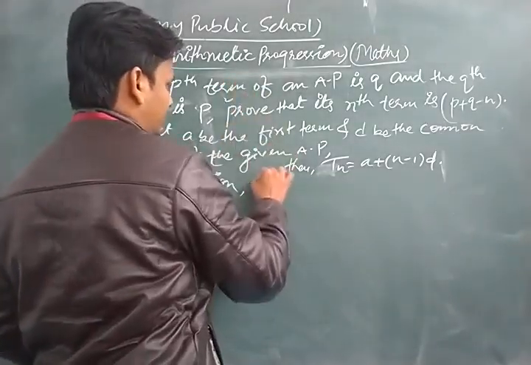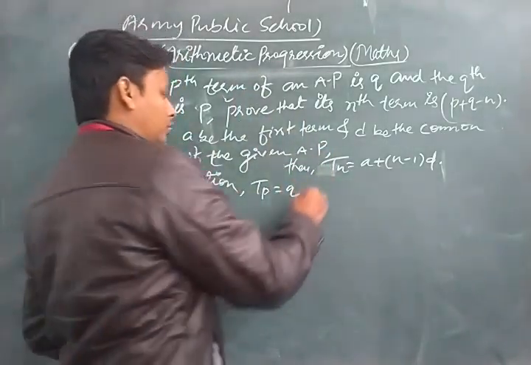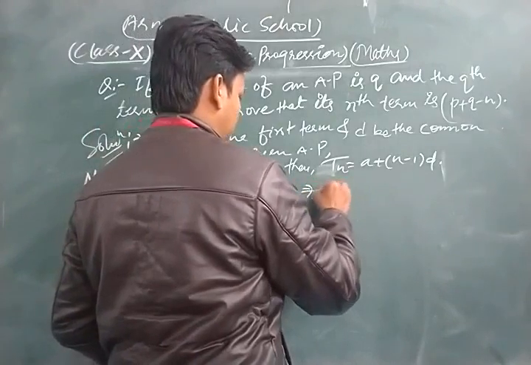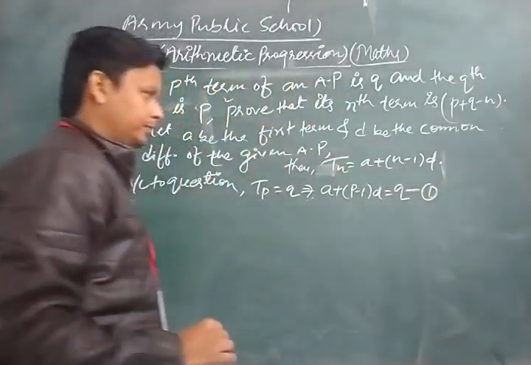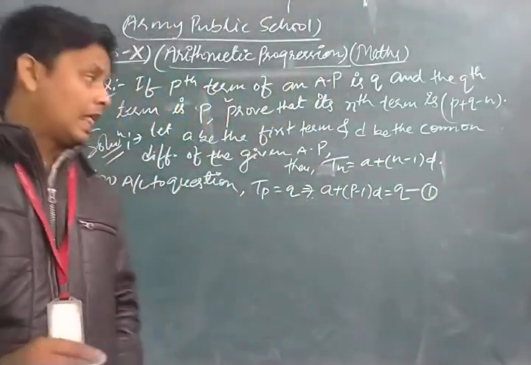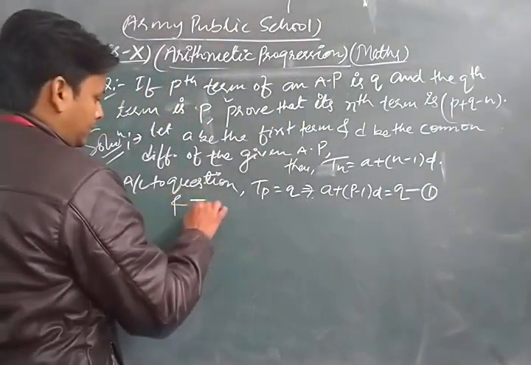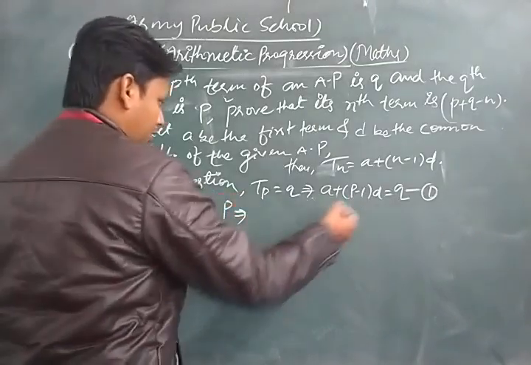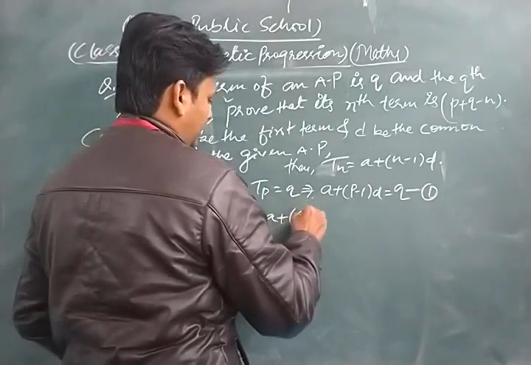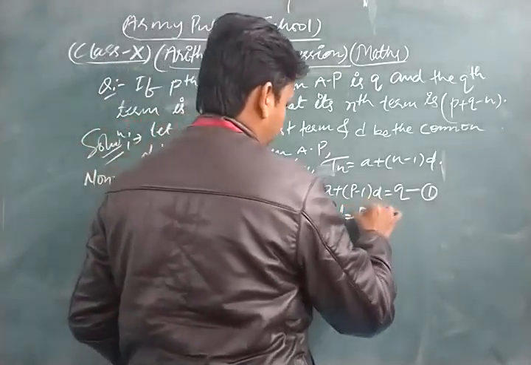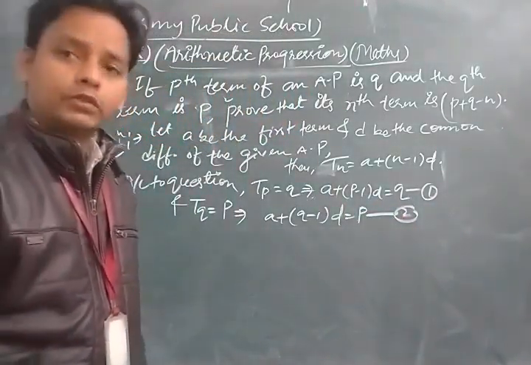Now, according to the question, the pth term Tp is Q. That is, A plus P minus 1 into D is equal to Q. We take this as equation number 1. The qth term is P, that is, A plus Q minus 1 into D is equal to P. We take this as equation number 2. Now solving equations 1 and 2.